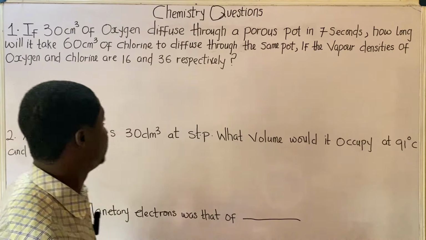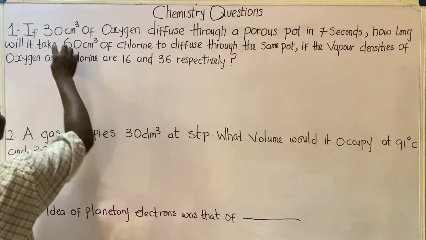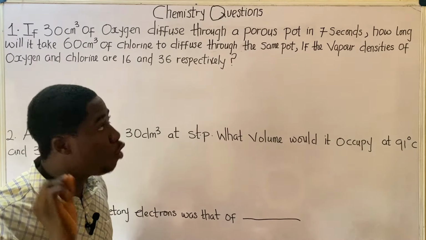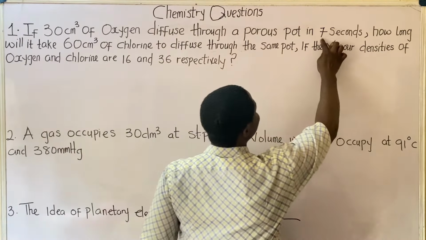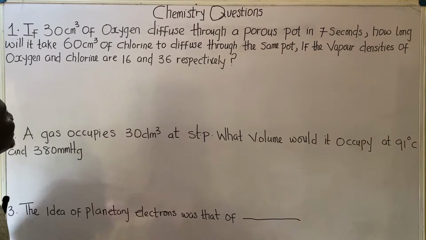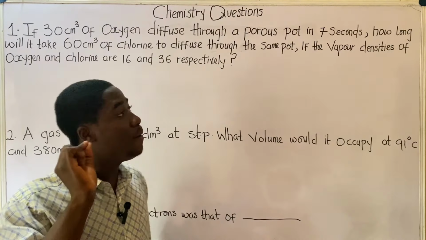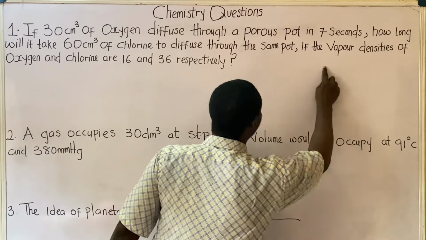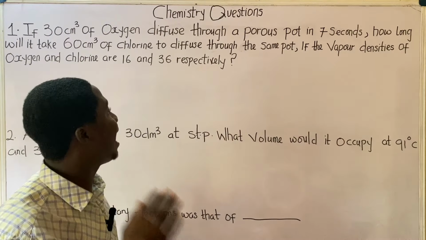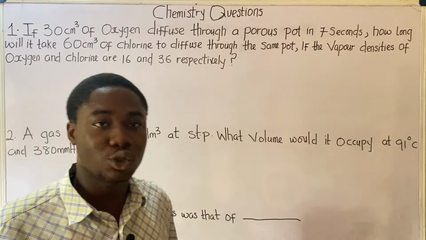The first question says, if 30 cm³ of oxygen diffuse through a porous pot in 7 seconds, how long will it take 60 cm³ of chlorine to diffuse through the same pot if the vapor densities of oxygen and chlorine are 16 and 36 respectively? Now, how do we solve this question? It is extremely easy.